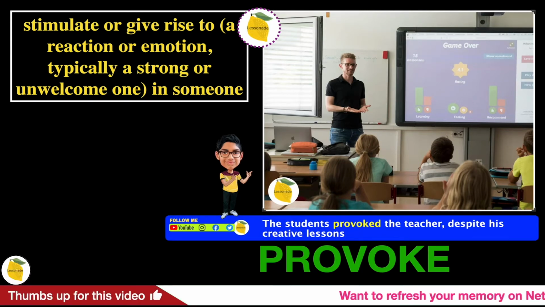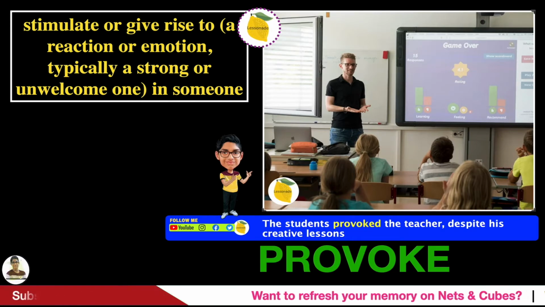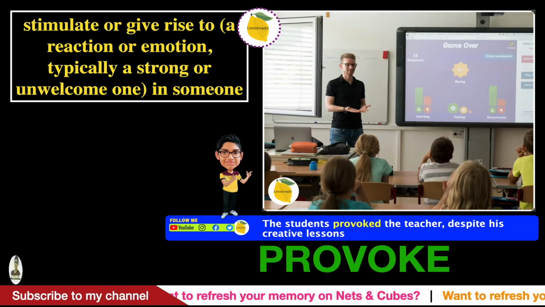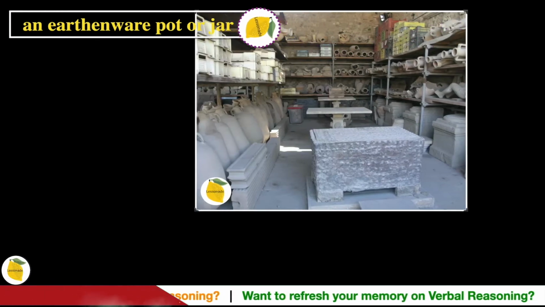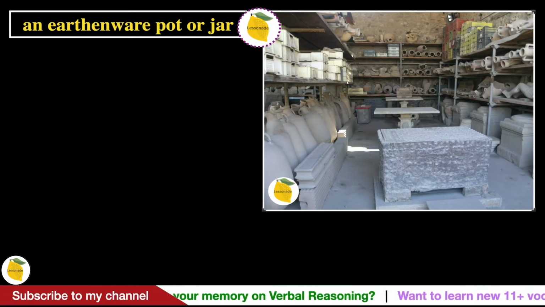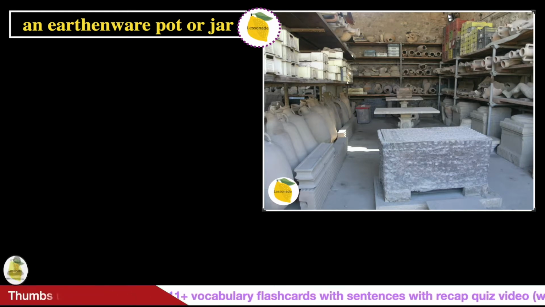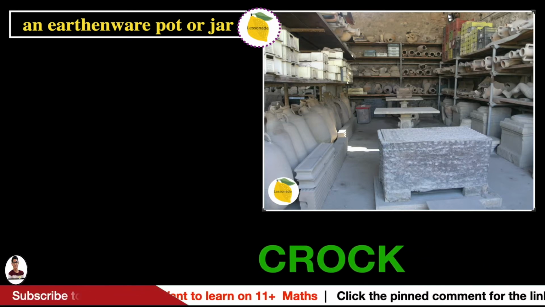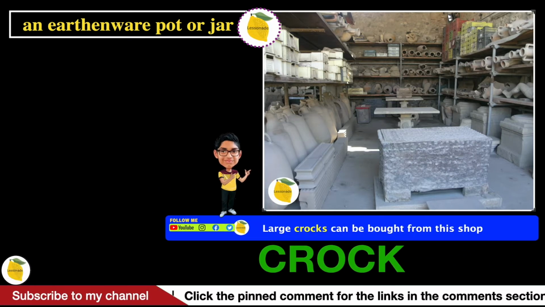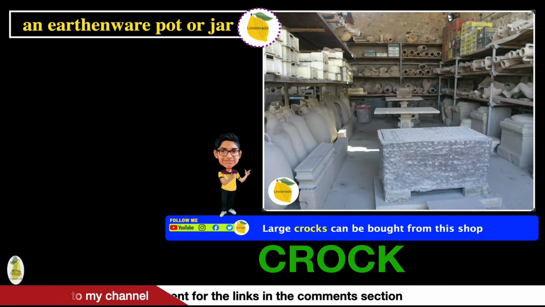So before we go on to the next one, let's try to recall the previous slide, and the word we learned in the previous slide is concur. Let's go on to the next one. The next definition is an earthenware pot or jar. In this picture, we can see loads of earthenware pots or jars, and therefore the word will be crock. And the sentence for this word is, large crocks can be bought from this shop.